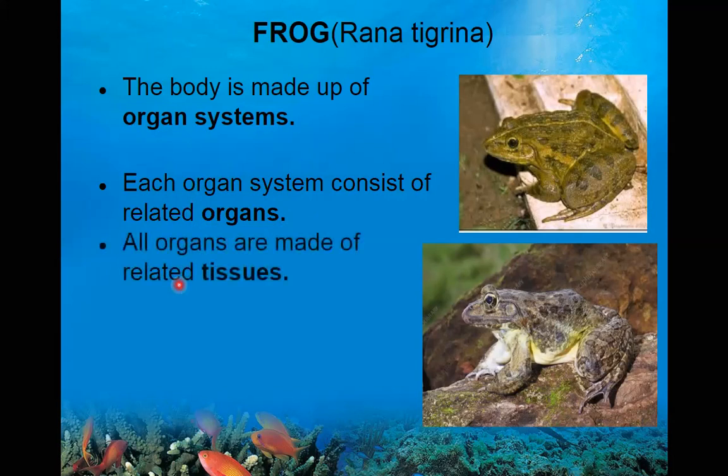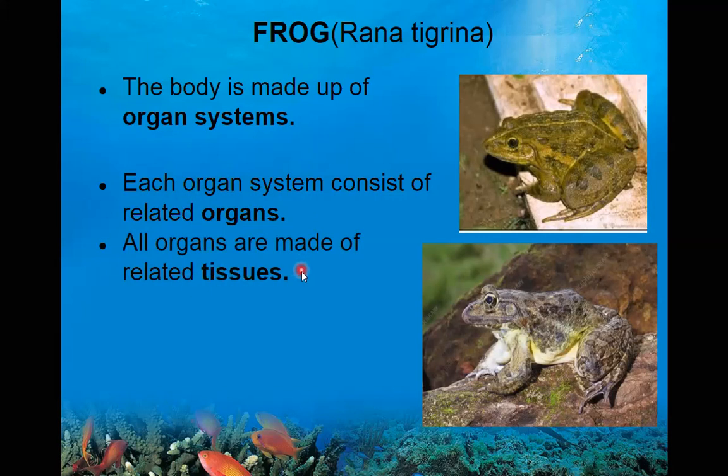All organs are made up of related tissues. Now you can also relate why the frog is categorized into the category of animals, as humans are also included in the animal kingdom. So you can see that the organ systems which I have discussed and named are quite similar in human beings as well, like the circulatory system and the digestive system.